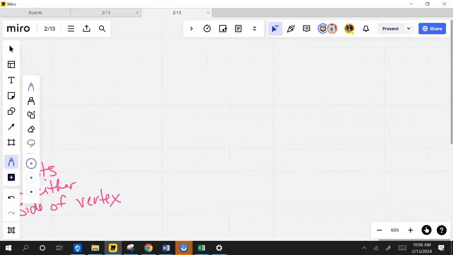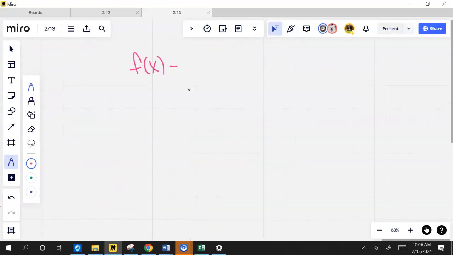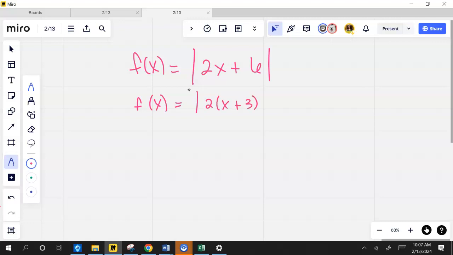All right, let's do an example. Notice this one's got the number in front of the X, okay? So because it does, I'm going to have to factor it out of both before I even start. So if you factor that out, what does it look like? Divide by 2, that's exactly right. So really this is going to be absolute value of 2 times X plus 3. Does that make sense to everybody? Yes or no? Okay.